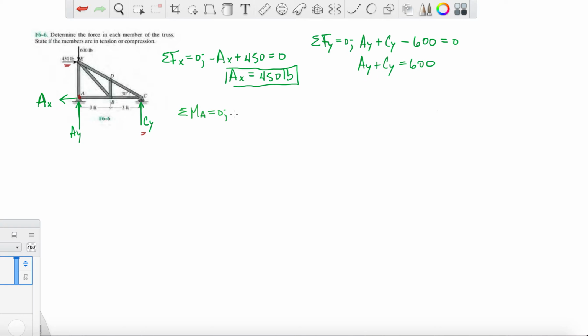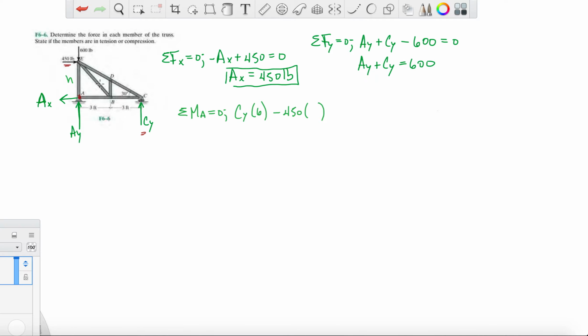Now we're going to run into a problem soon. We're going to have Cy times 6 feet, minus 450 times, oh, there it is, that's the problem. What's that distance? Let's leave it blank. So we need to solve for this distance, this h. And they give you a 30-degree angle. They're kind of throwing clues at you, like, hey, we've got to solve this.